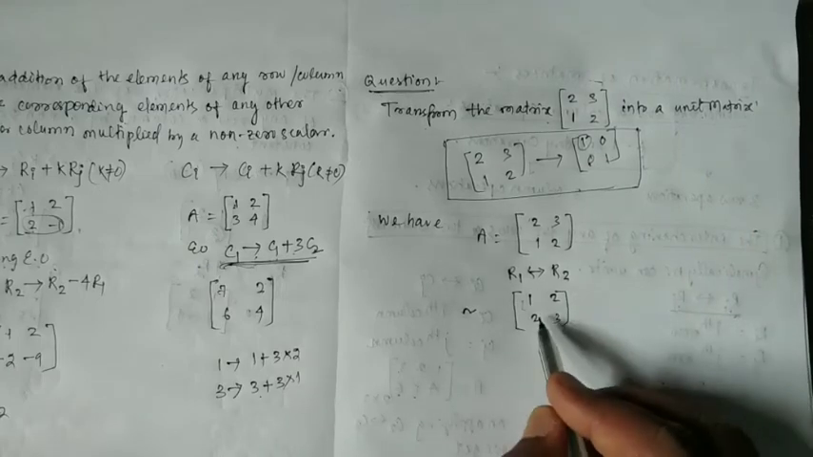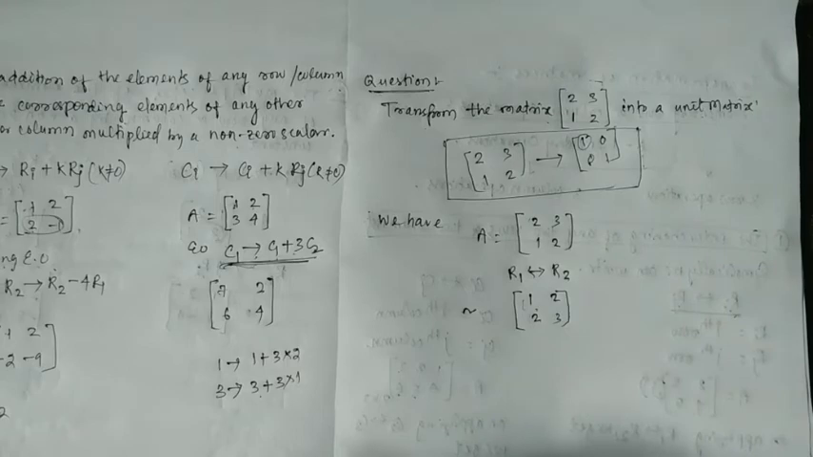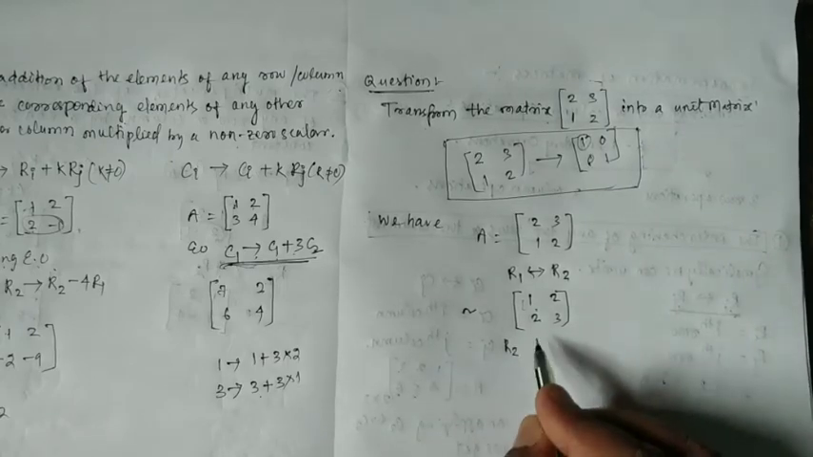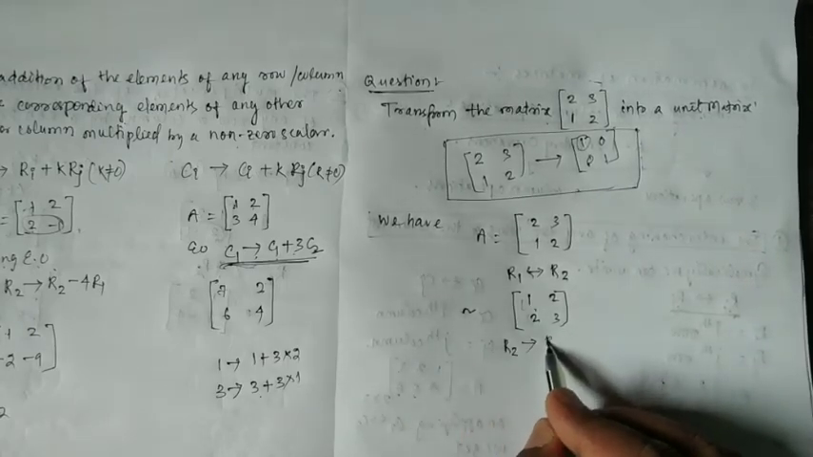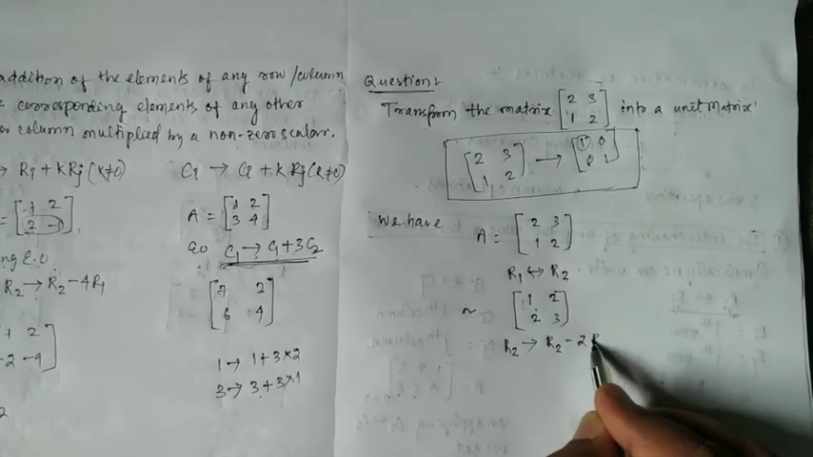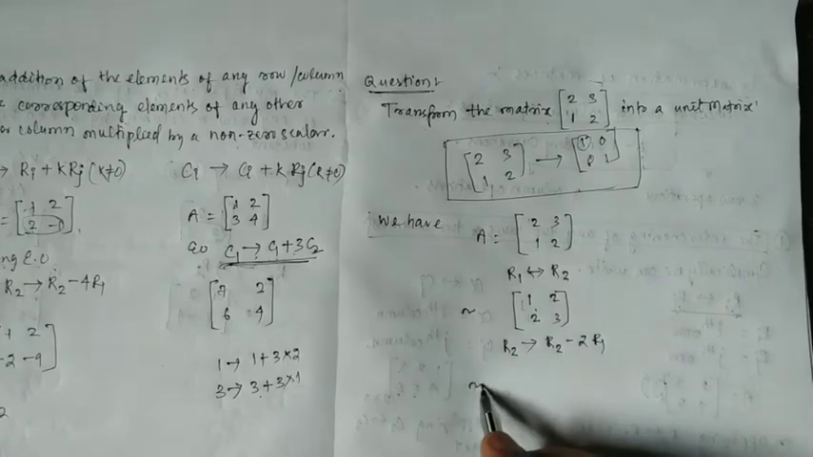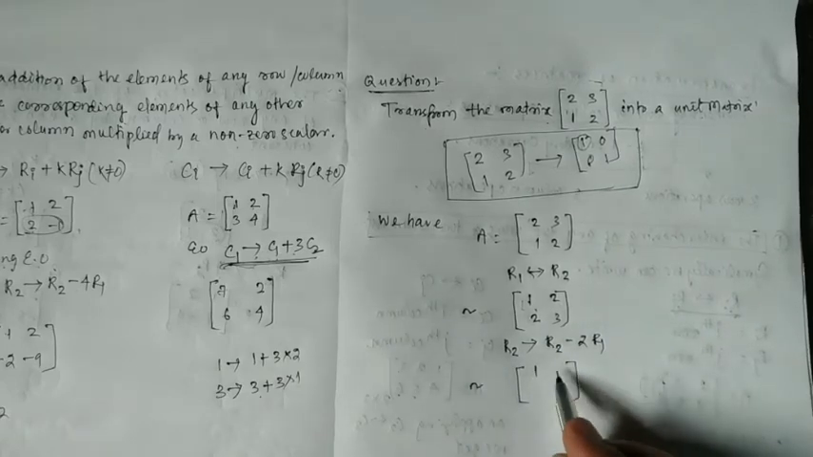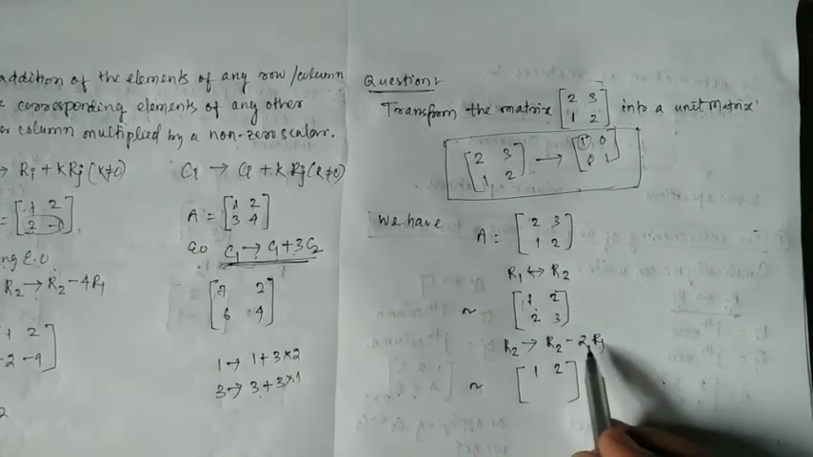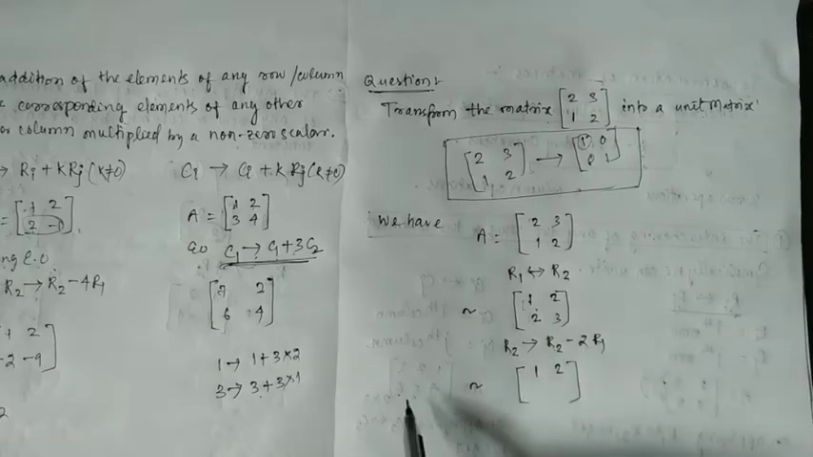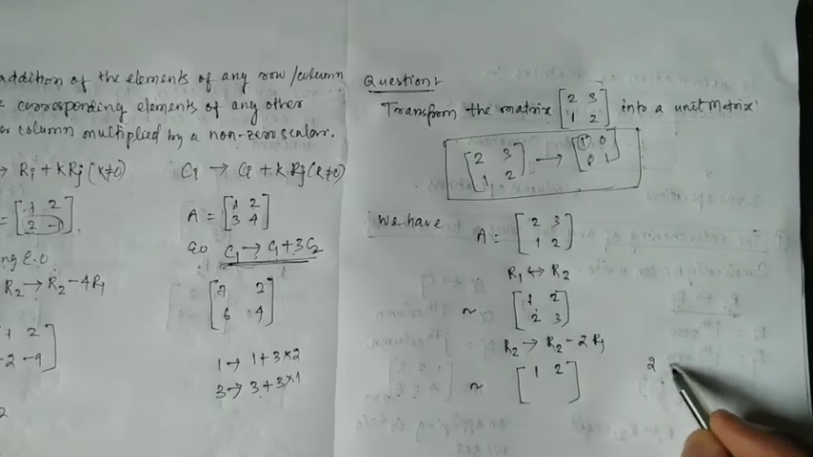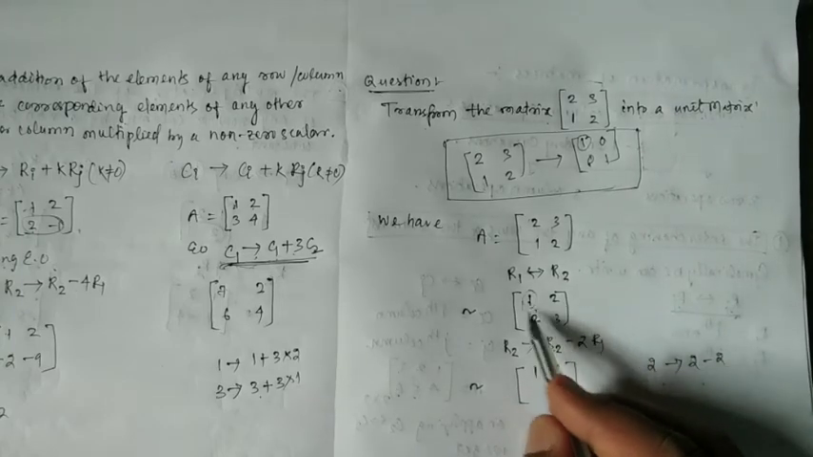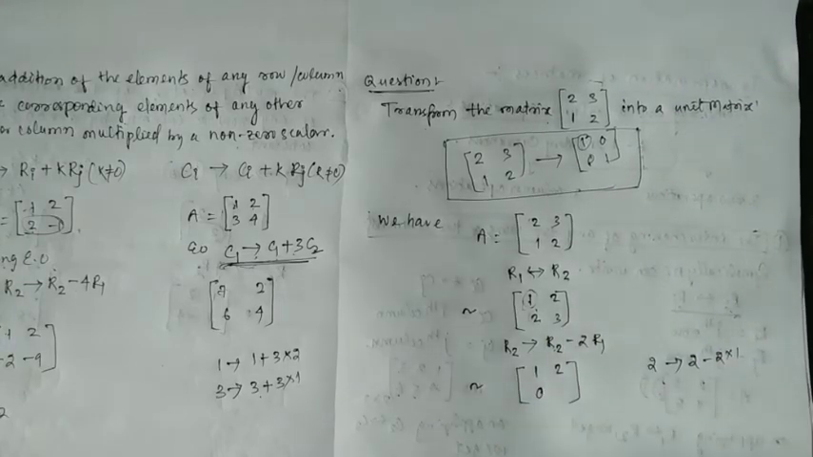Now we think to convert this 2 into 0. So applying the elementary operation, R2 replaced by R2 minus 2 times R1, we get, look at here, here R2 is replaced, so R1 remains the same, so we write 1, 2 here, and R2 is replaced by R2 minus 2 times R1, so here element 2 is replaced by 2 minus 2 times the corresponding element in R1, that means 1, so here we get 0.